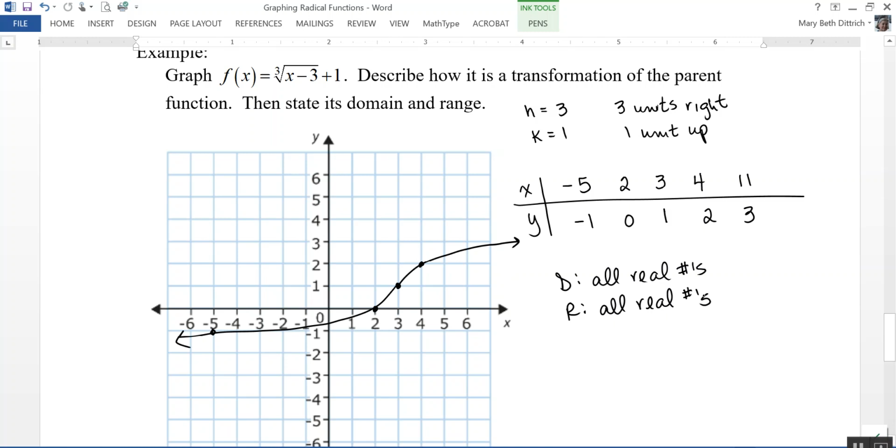So in this video, we took a look at how to graph radical functions, specifically the square root function and its transformations, and the cube root function and its transformations. We also took a look at how to determine what those transformations are by looking at the function equation, and how to determine the domain and range.